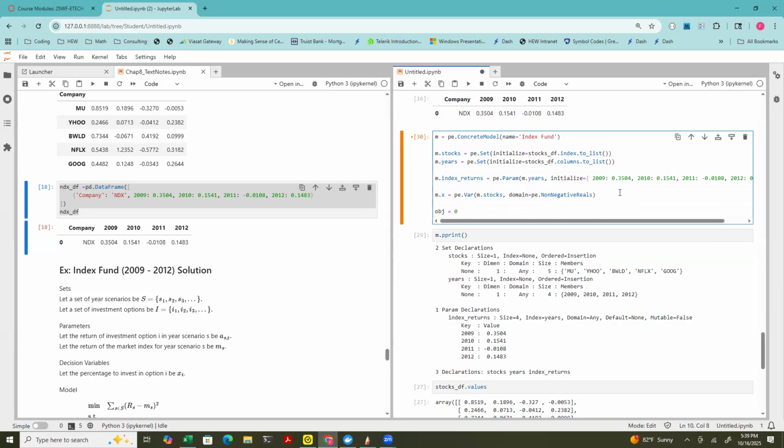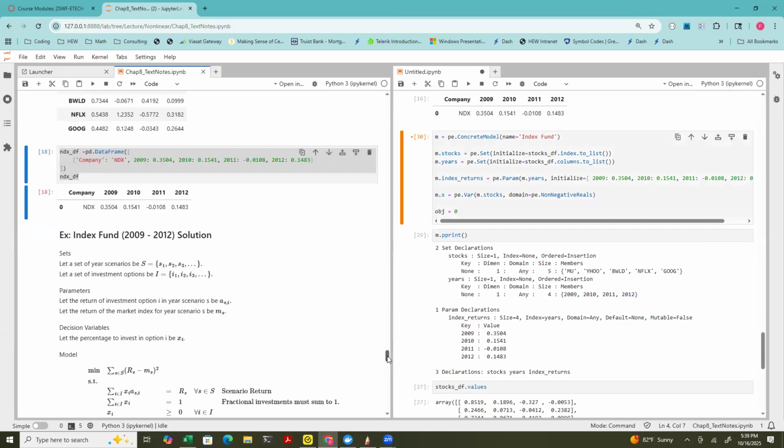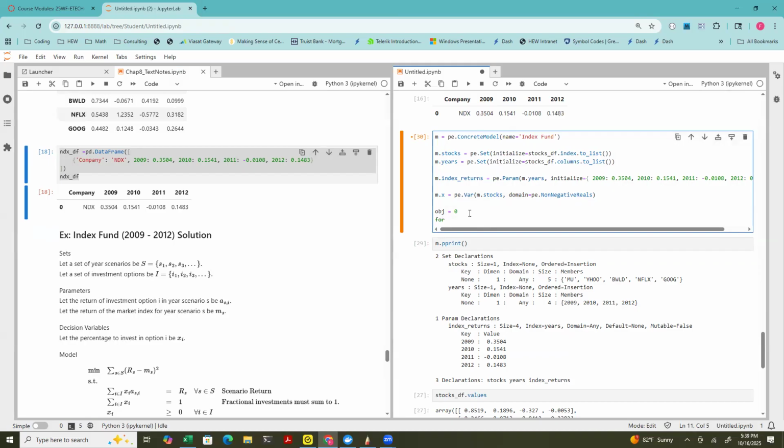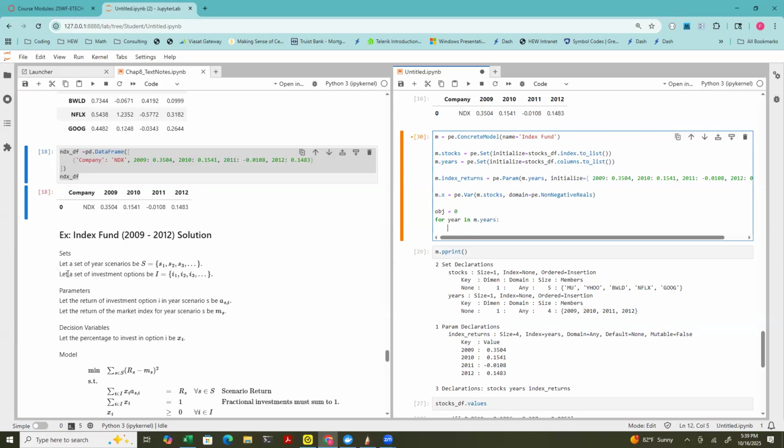So probably the hardest thing here is the objective to write. And so we'll look at this as the objective right here. Well, I'm summing over the set of years here. So I'd say, okay, for year in m.years, I'm going to keep a running sum together here. But to do that, I have to get the year return or the scenario return here. And so now I'm starting to take advantage of this R sub S definition. And so it is a sum. That's where this sum is here. Sum over what? It's a sum over the investment options. So I'll say sum for s in m.stocks here. That's over the investment options.